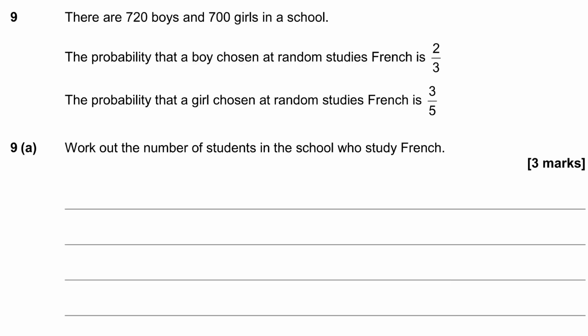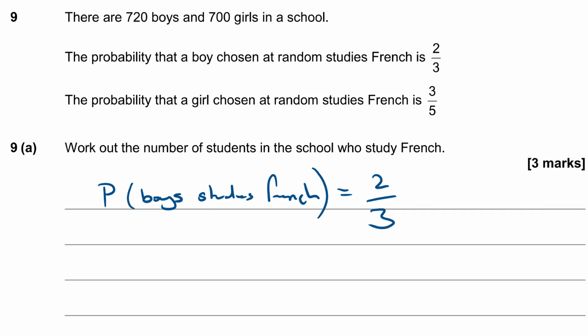Question 9. There are 720 boys and 700 girls in a school. The probability that a boy chosen at random studies French is 2/3. The probability that a girl chosen at random studies French is 3/5. Work out the number of students in the school who study French. Okay, well then we know that the probability of boys studying French is equal to 2/3, and that must have been obtained by dividing successful outcomes divided by total outcomes.